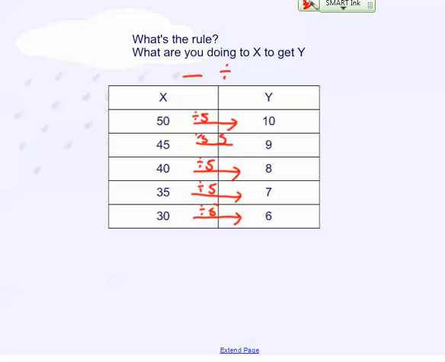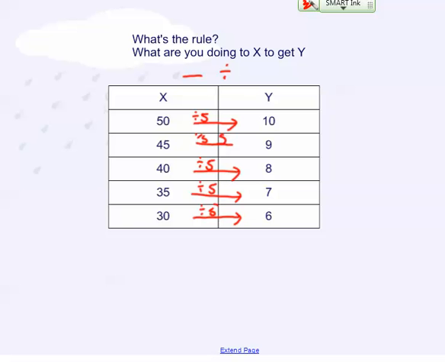Alright, so what I looked at was to go from 50 to 10 is getting smaller. So it's either subtraction or division. Well, 50 minus 40 is 10, but is 40 minus 4 9? No, so subtraction didn't work. So then I had to look at division.